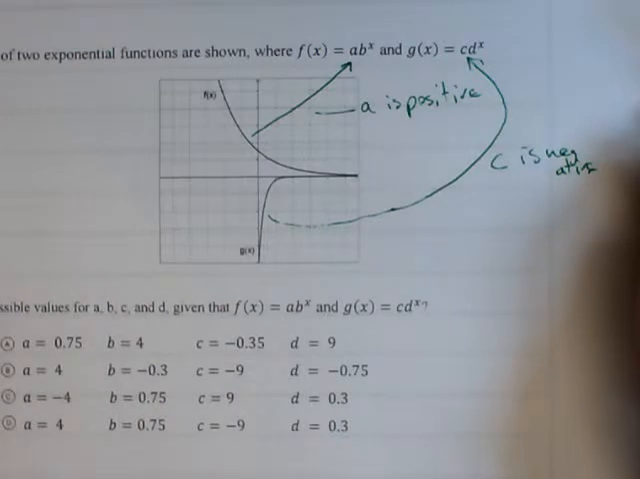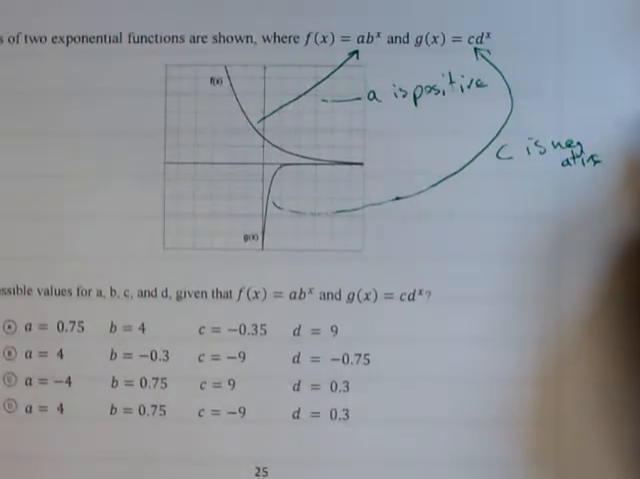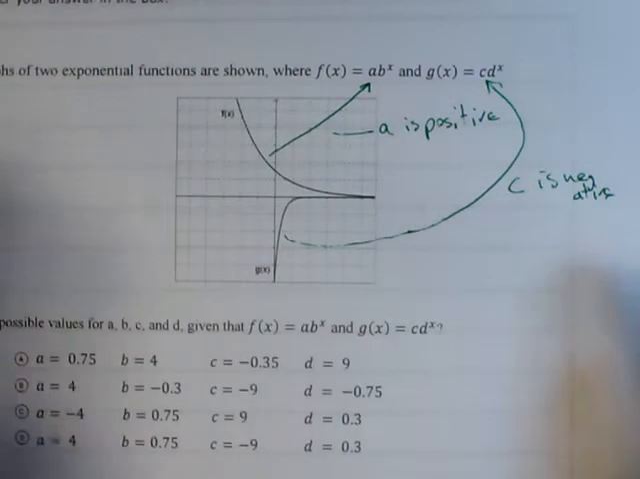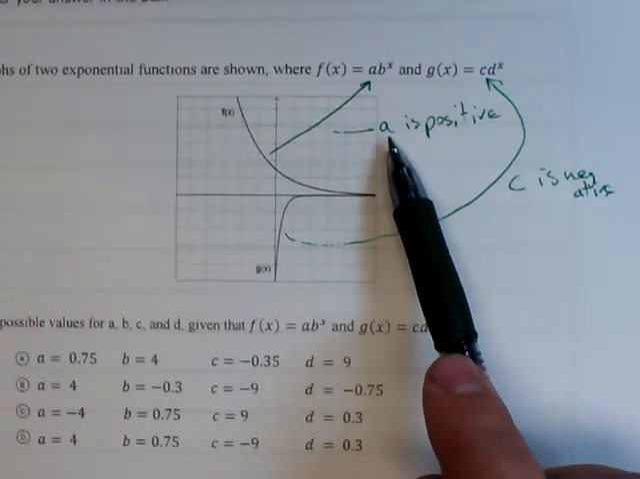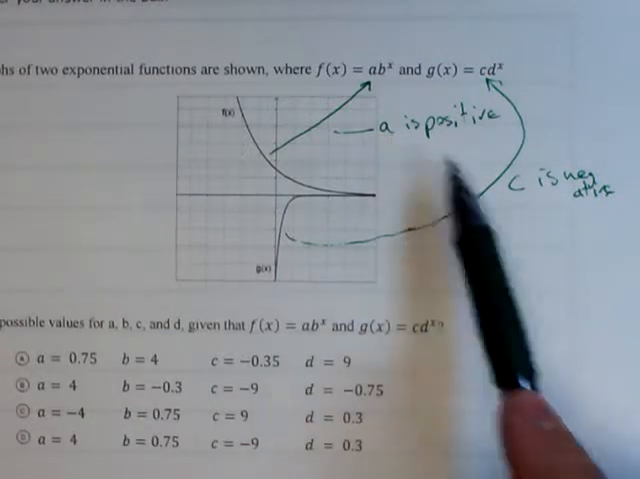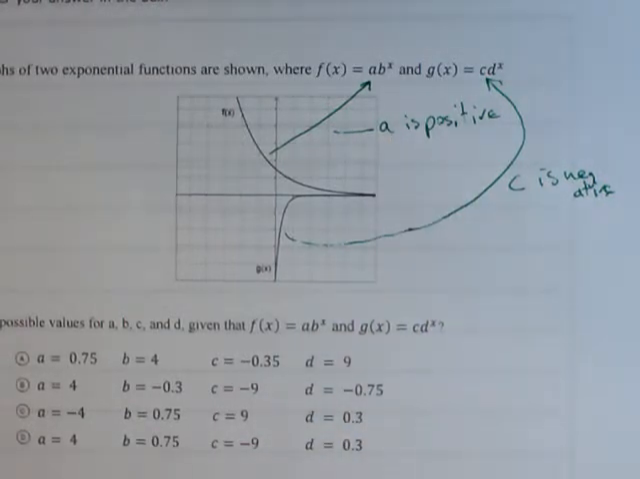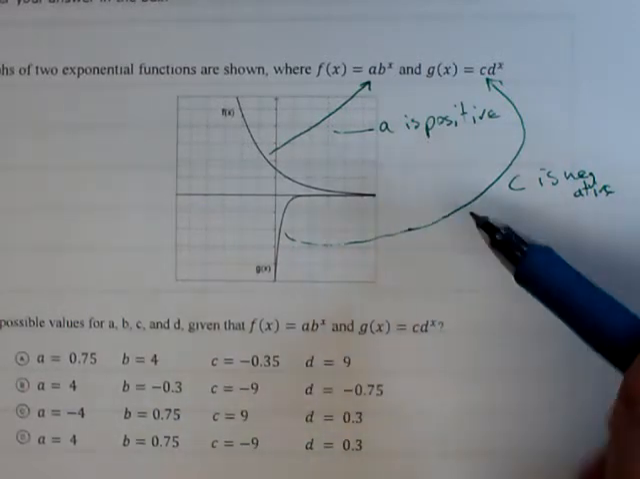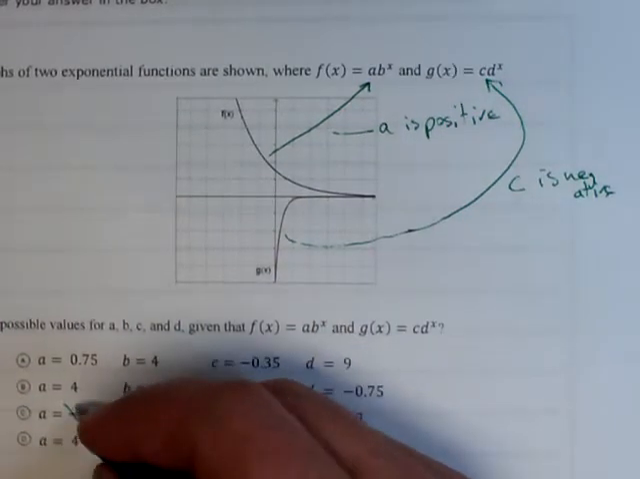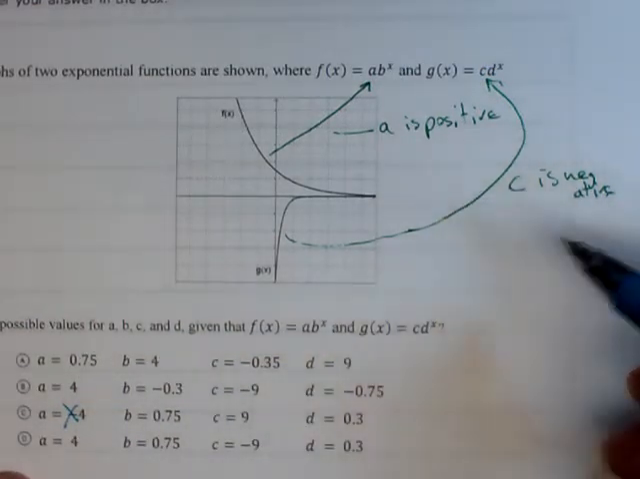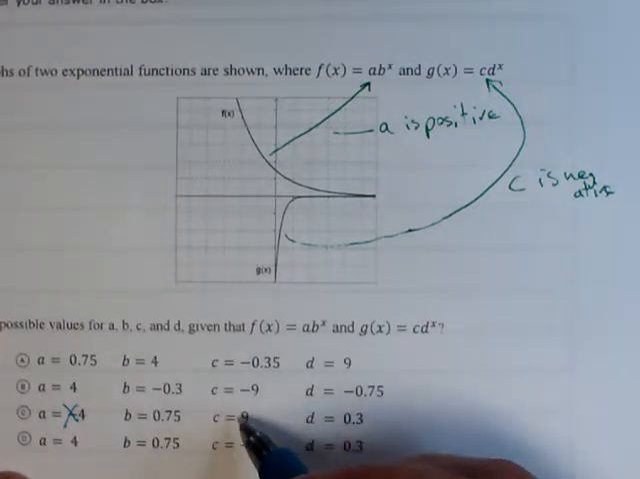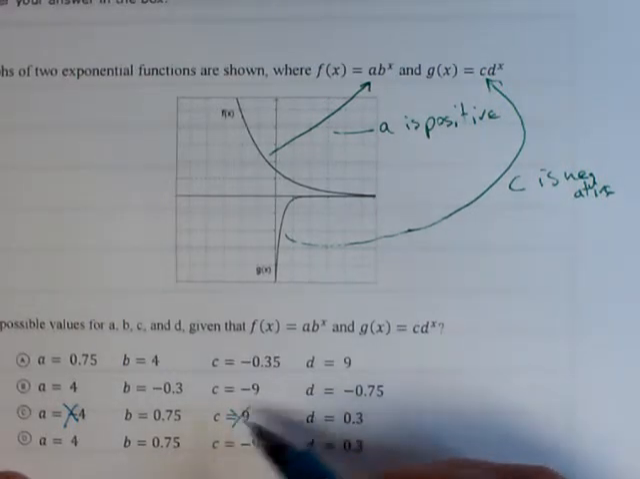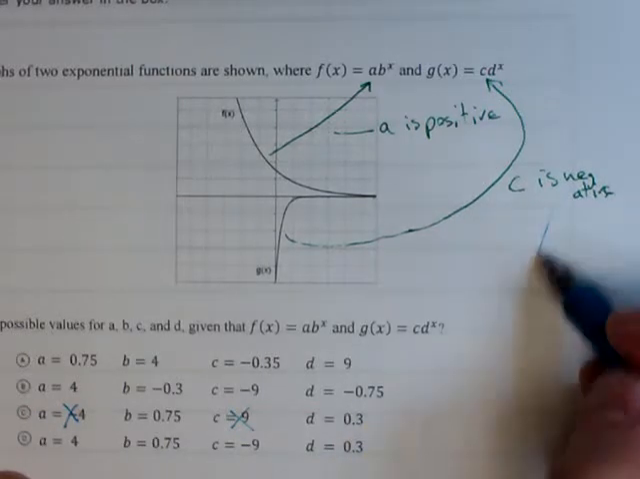So when I look at my answer choices, I'm just going to do this by process of elimination. I'm going to look for my only possibilities, the ones with a positive and c negative. Let's see if I can eliminate anything here. So a is positive, that eliminates this one. C is negative, that eliminates this one. So this one's out just by that.